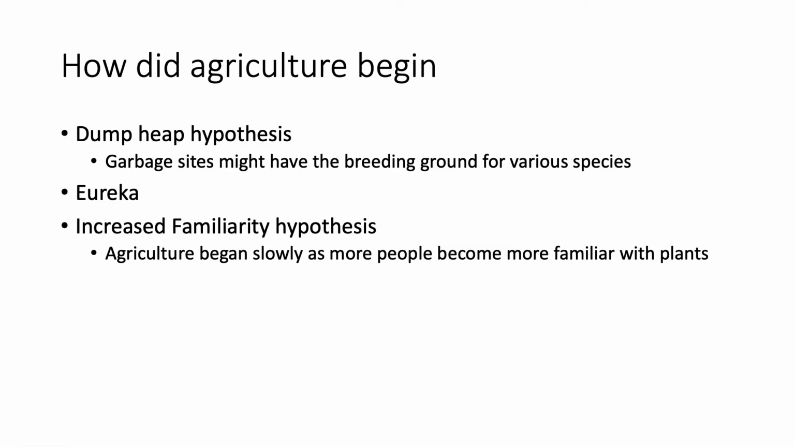And then the Eureka hypothesis, which is just like a sudden bright idea that came to your mind. It was like, okay, let's do agriculture. But I don't think there's a lot of support for this hypothesis. Then you have the increased familiarity hypothesis, where agriculture began as people became more familiar with plants. As they get to know more plants, they observe the life cycle of plants, and they see that plants produce seeds, which will start a new generation of plants. So they figure out, maybe we could plant this and grow our own plants.